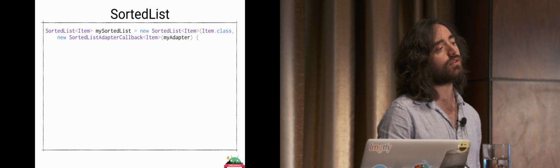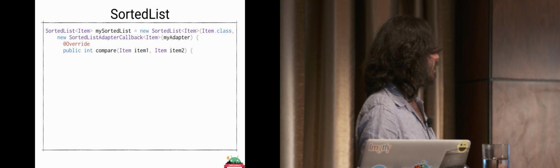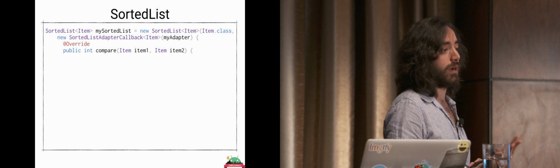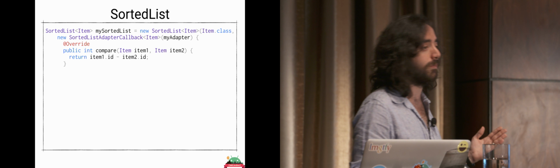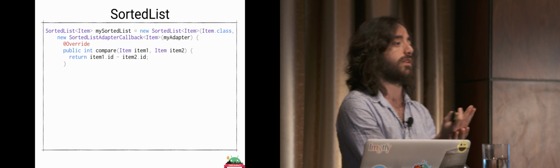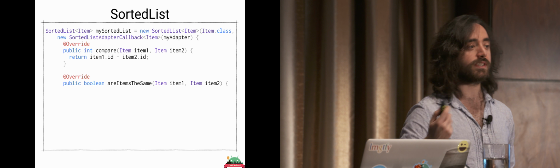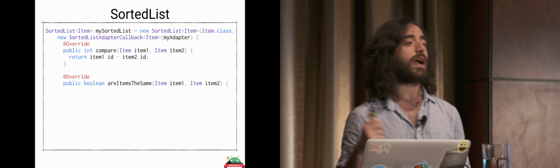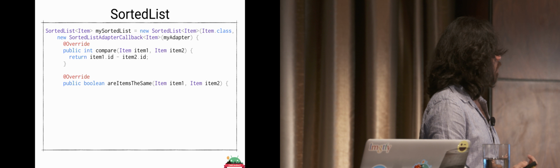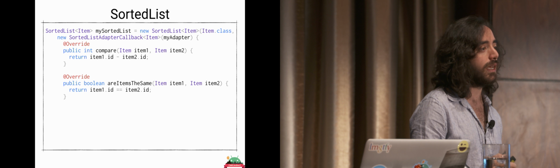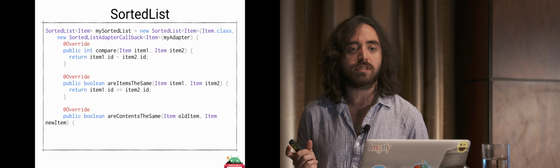So when you want to use a sorted list, all you do is implement this adapter callback. There are 3 methods you have to override. One of them is compare, which simply tells which item I put first, and the next one. The other one says, are these items the same item? This is like the stable ID API. You simply compare the IDs of 2 items. And the third one is, are the contents the same?